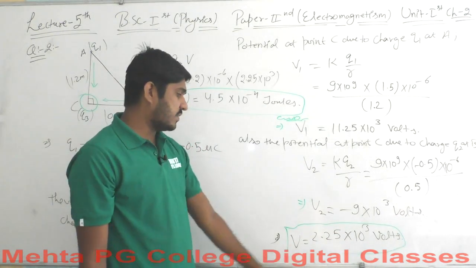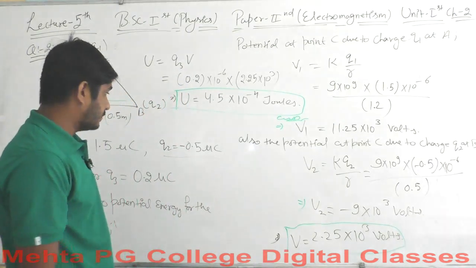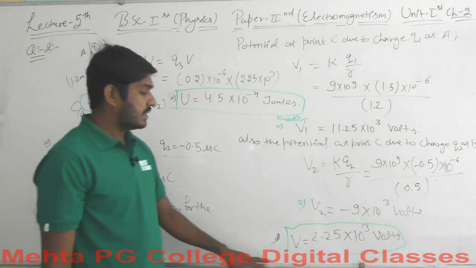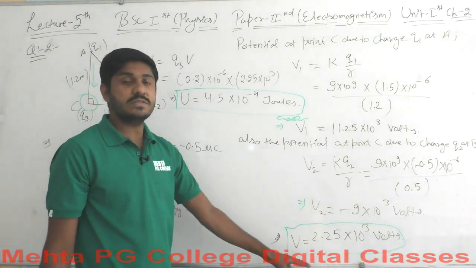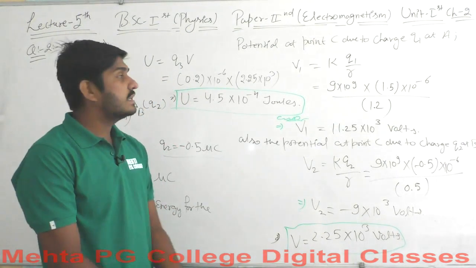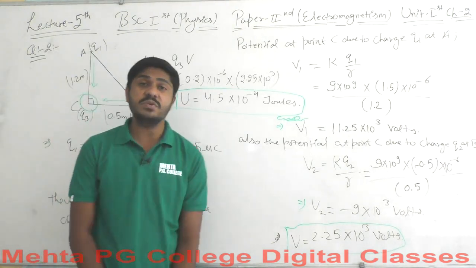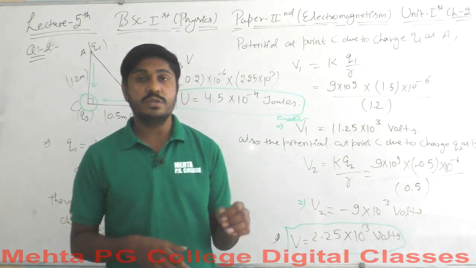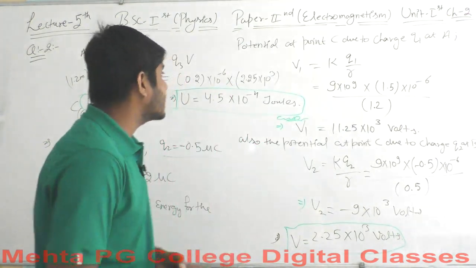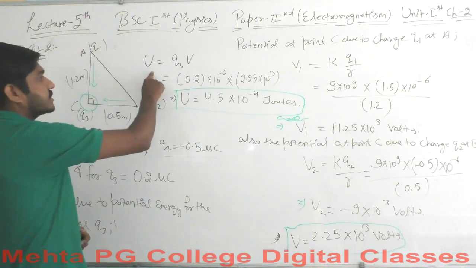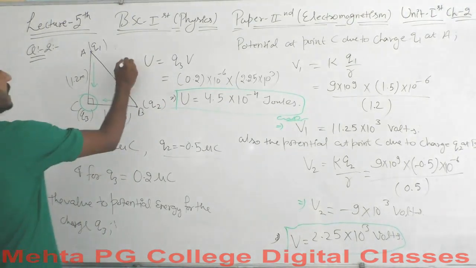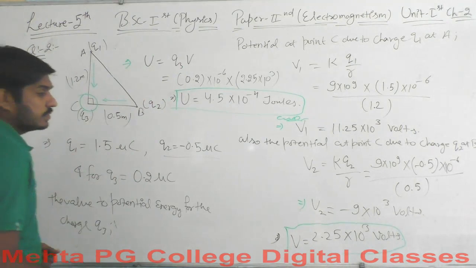So we got the sum of potential. This is the sum of potential here. V is equal to this. So this is the value here, but we are asked to calculate the potential energy, not only the potential here. So the value of potential energy is given by U equals Q3 into V. Yes, U equals Q3 into V.